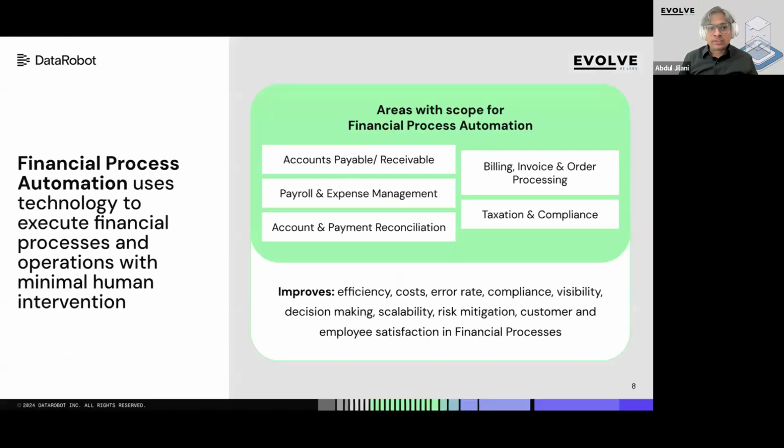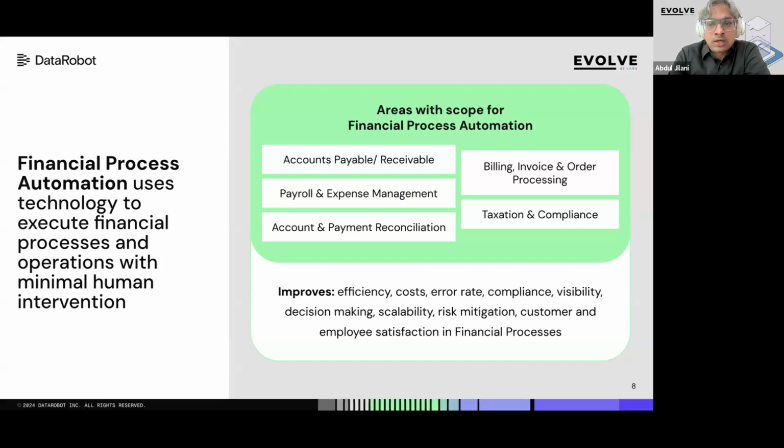So how do we solve this? We are looking at financial process automation as a way to solve and mitigate the losses in cost and effort for these firms. What is financial process automation? Financial process automation is using technology to execute financial processes by minimizing the amount of human intervention required.